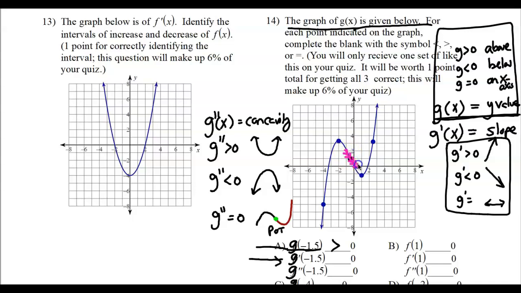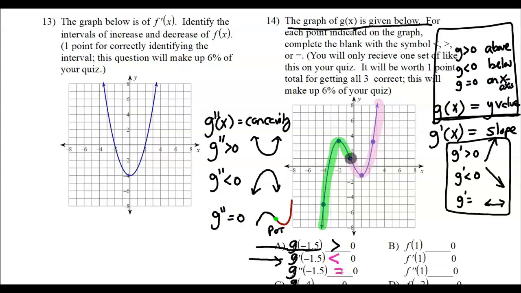Both before and after it, it's going down. That's a negative slope. So that means G prime of negative 1.5 would be less than 0. All right, and then finally, at that point, we want to know what's going on with the second derivative. Well, I would say that our graph is concave down from here to here, and concave up from here to here, which means that this point right here in the middle is a point of inflection. And whenever you have a point of inflection, the second derivative is equal to 0. So I would say this one equals 0.